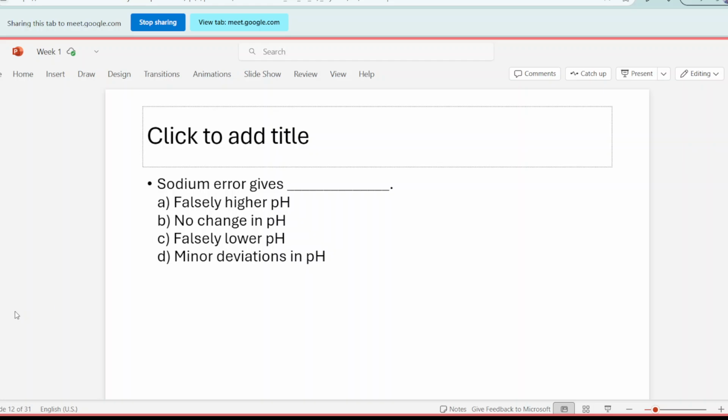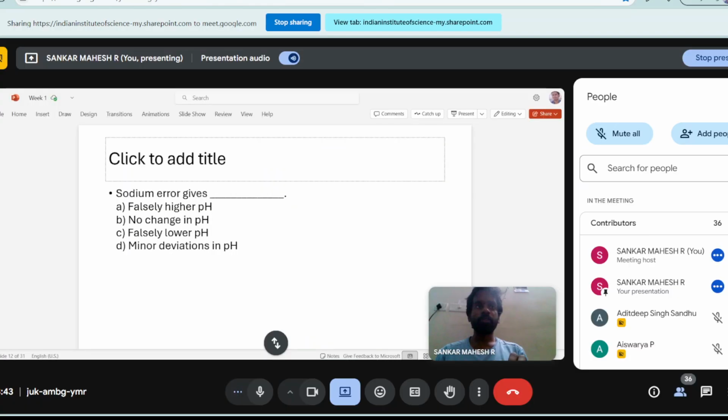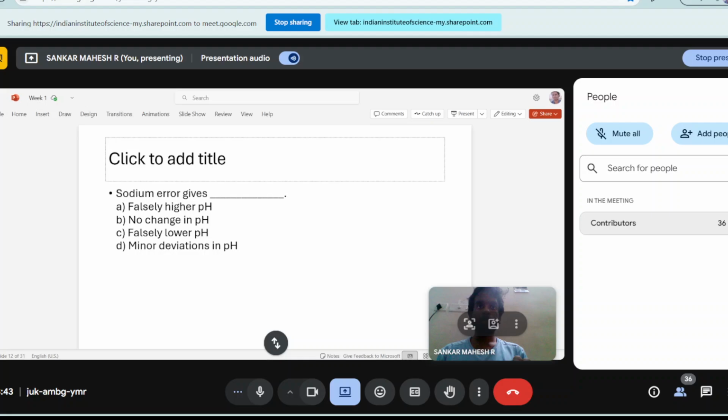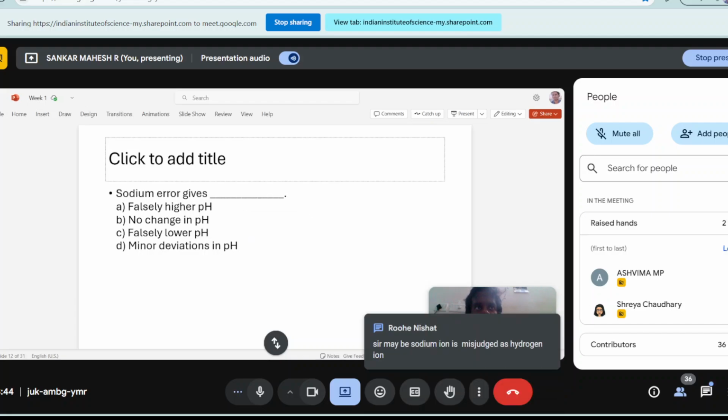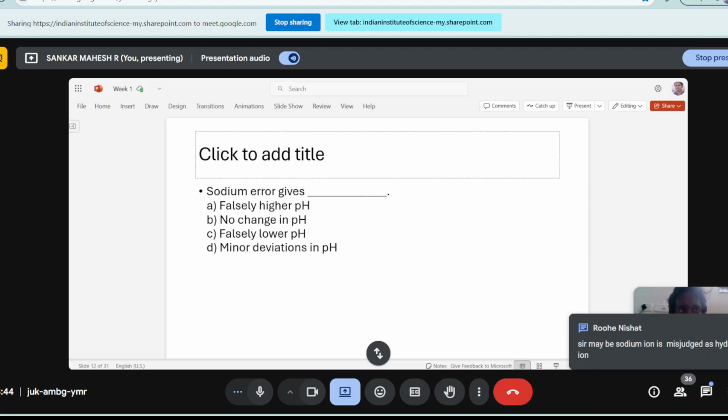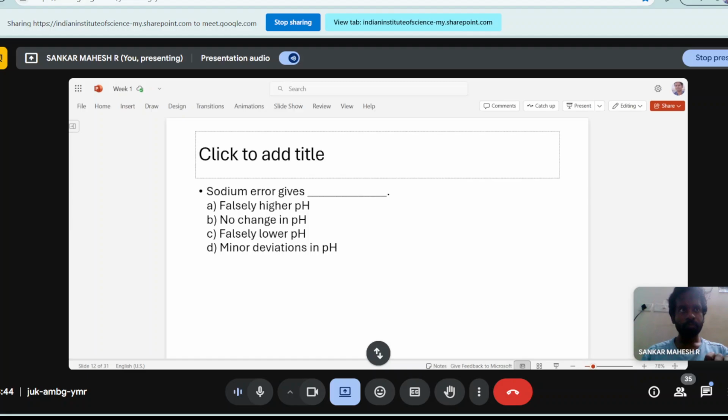Does anyone want to talk about what sodium error is? You can raise your hand. Yeah, Ashvima, you can mention what sodium error is. So basically, the glass electrode in the pH meter is designed to take up the hydrogen ion concentration. And when there is more sodium concentration than hydrogen ions, it falsely takes up the sodium ion concentration and gives the readings. So that is sodium error.